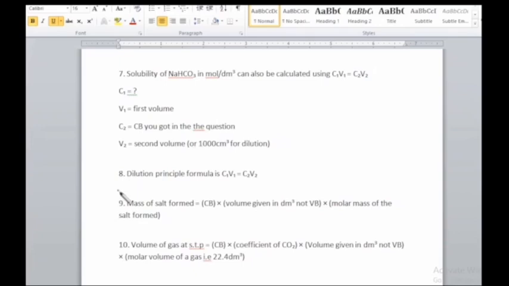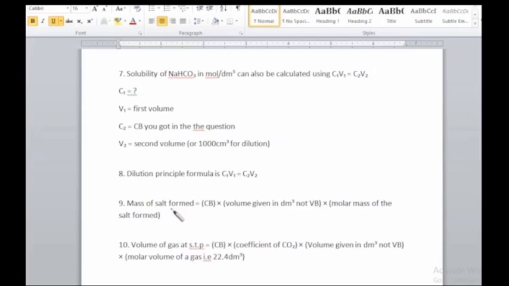Then number 8 talks about the dilution principle formula, similar to solubility of the substance here. We have it as C1V1 equals C2V2. And then number 9, we could be asked to calculate the mass of salt that is formed. Since it is a neutralization reaction, we will have the formation of a salt. So how do we calculate the mass of the salt that is formed?